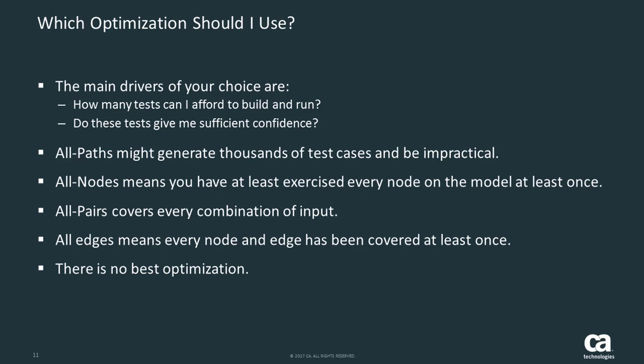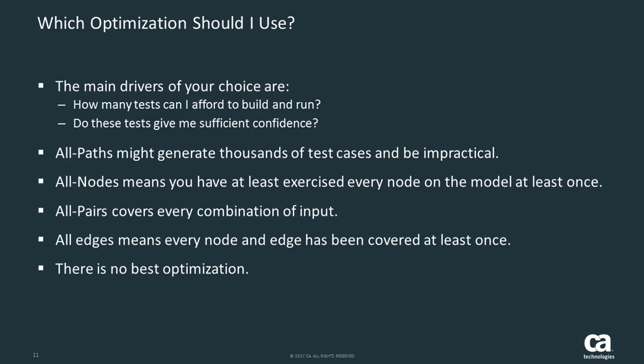Now, there might be some specific concerns you have whereby a particular optimization suits your purposes, and you have to look out for that. Now, all paths might generate thousands of test cases and be impractical, but all nodes is the other extreme, means that you have at least exercised every node on the model at least once. Now, the technique of all pairs covers every combination of input and has a particular value in configuration testing, which we'll look at a bit later.